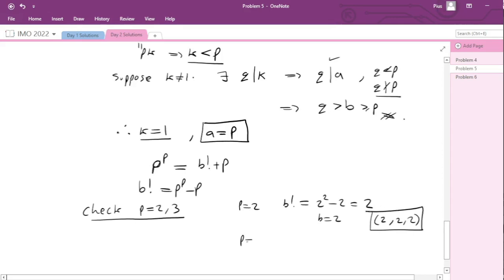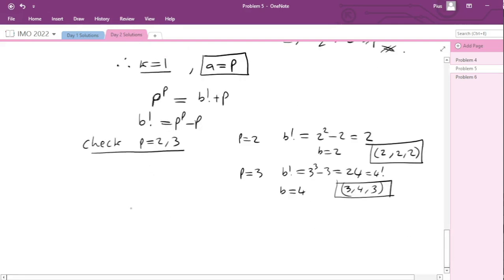Okay, so keep this in mind. And if p is 3, we get 3 cubed, 27, minus 3, which is 24. And this is actually 4 factorial. So b has to be 4. And we'll get the solution 3, 4, 3. So this is another solution.